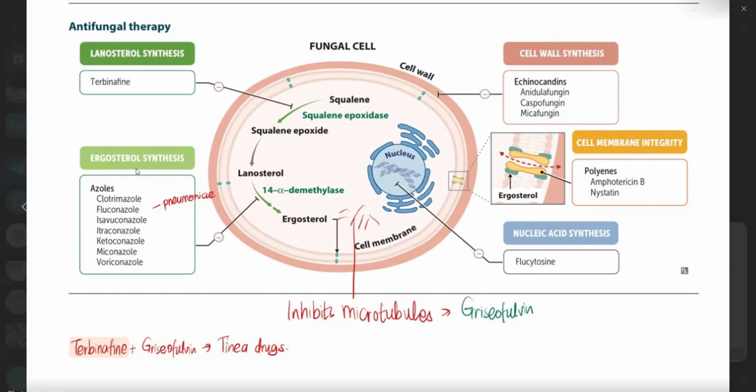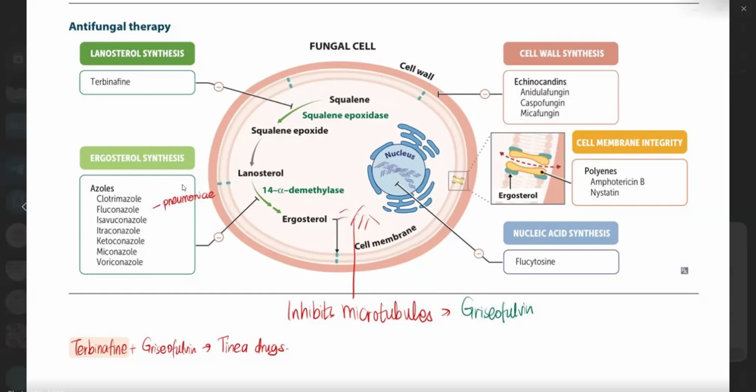So here are the azoles. They are called ergosterol synthesis inhibitors because it's the last step of formation of ergosterol. So here we have azoles: clotrimazole, fluconazole, isavuconazole, itraconazole, ketoconazole, miconazole, voriconazole.